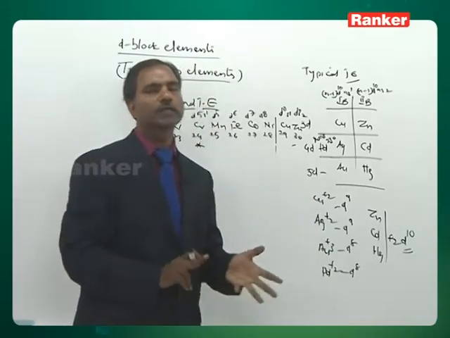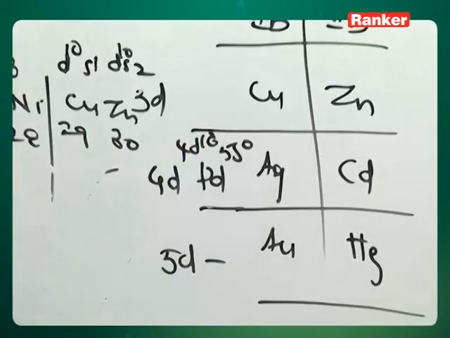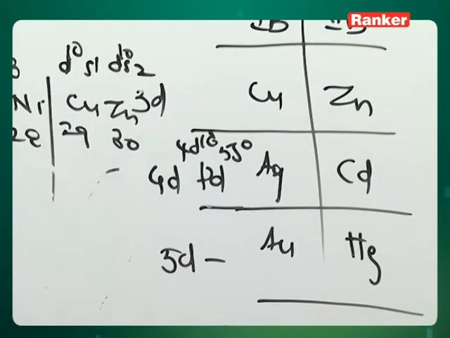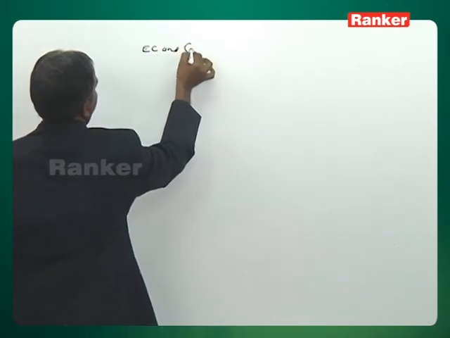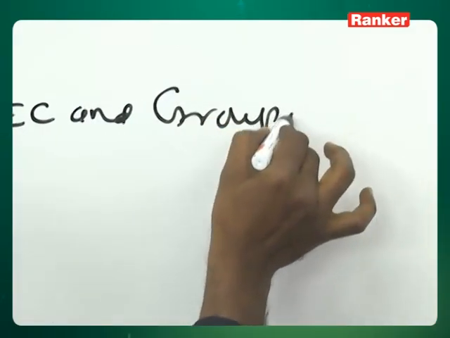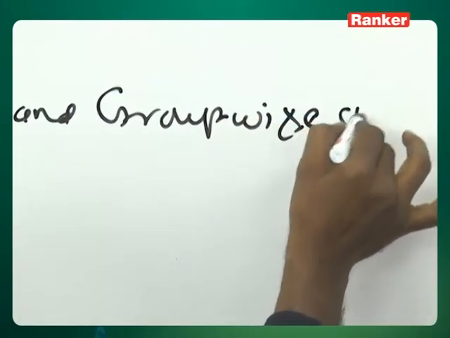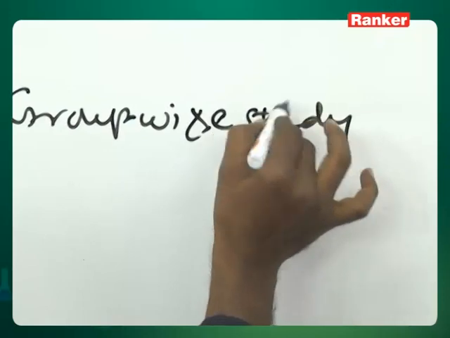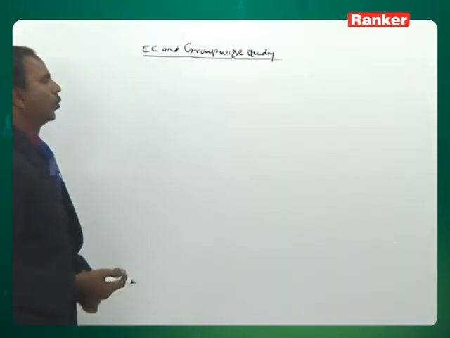So these are all the definitions: d block, transition, typical transition, non-typical transition, and the relation between d block and transition elements. Next: electronic configurations and group wise study.